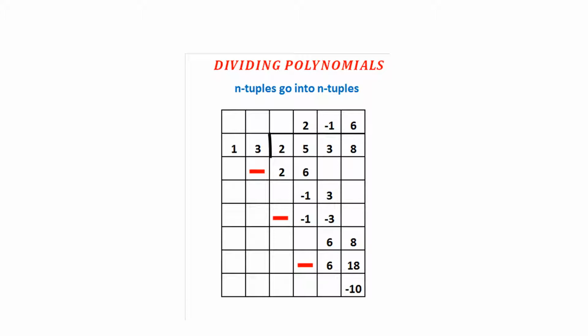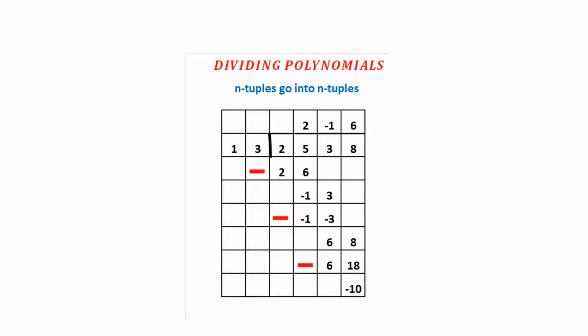Now, 2 times 3 is 6. 2 times 1 is 2. And in division, you subtract. And 2 minus 2 is 0. Don't even write it down. We've eliminated that. And then 5 minus 6 is negative 1. And then you bring down the 3.